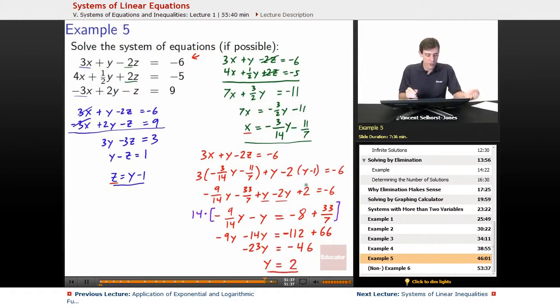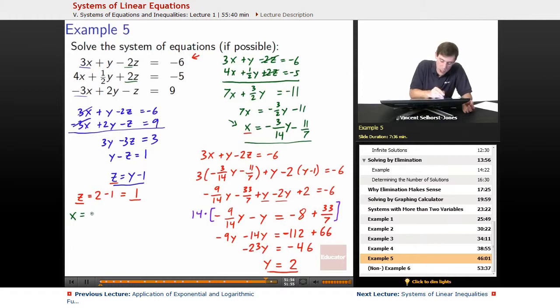Great. So there's our first thing. At this point, we've got these two equations. We've got our z equation and our x equation. So it's just a matter of plugging into those. Z equals, plug in our 2 for y, 2 minus 1. So z is equal to positive 1. That one's pretty easy. This one is a little bit more difficult.